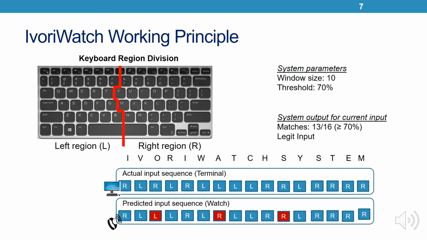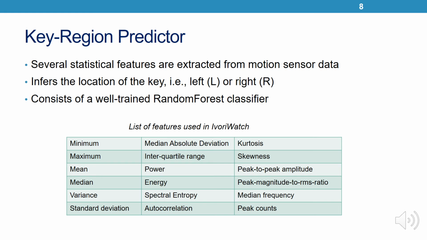Let's assume that the similarity threshold is set to 70%. For the given input, the two sequences match by more than 70%, indicating that the input is legitimate. If these two sequences do not match, it raises a flag indicating that the input might have been modified. In IvoriWatch, the key region predictor is responsible for inferring the key's region, whether it is left or right, based on the motion sensor data from the watch. IvoriWatch extracts several statistical features, as listed in the table, from the motion sensor data.